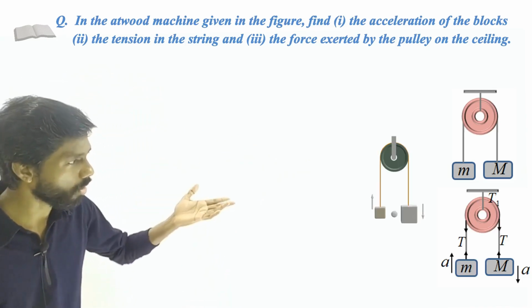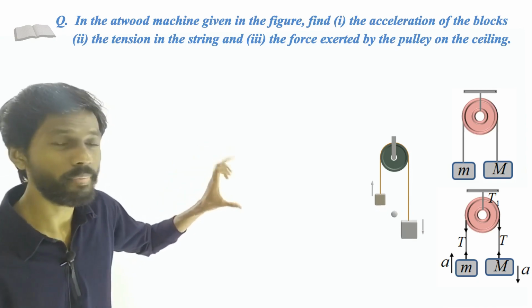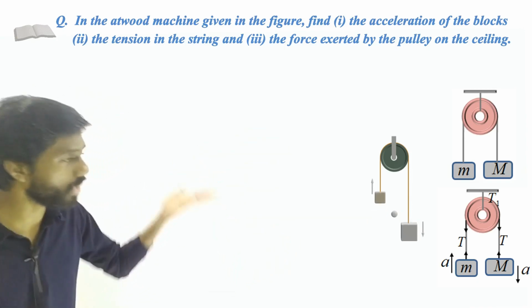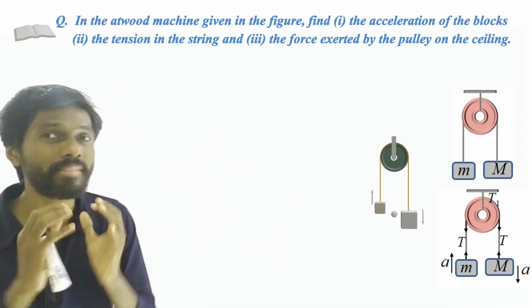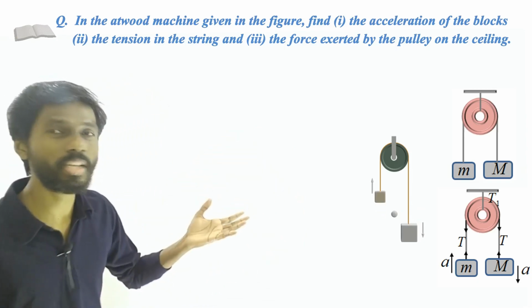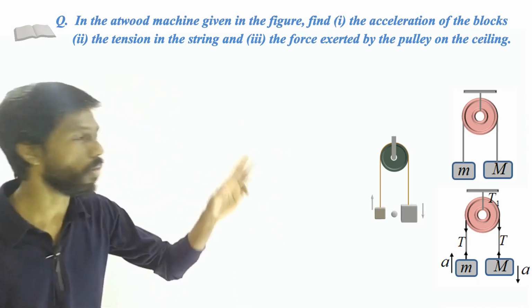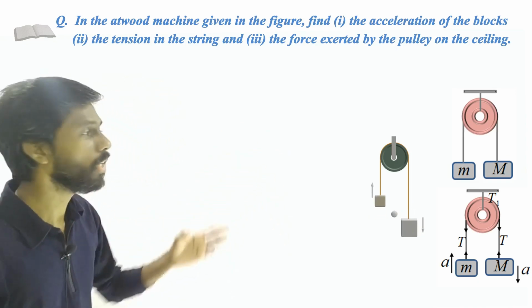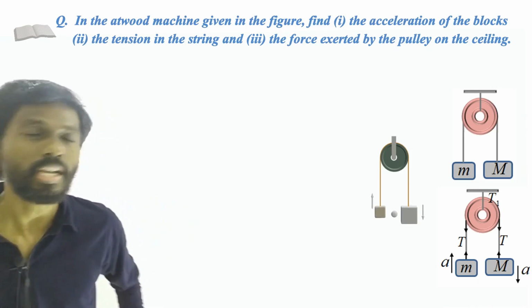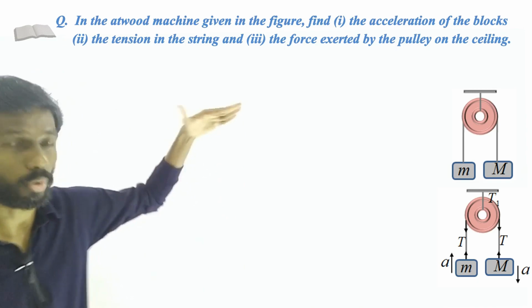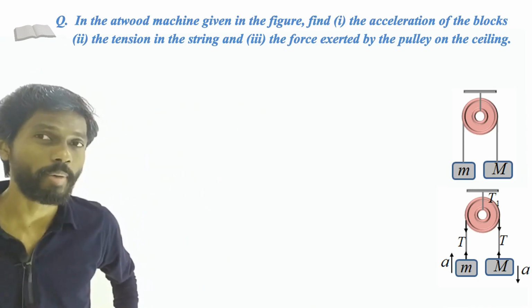Now when this block moves up by a distance of x units, that block goes down by the same distance. That means the acceleration of this block and the acceleration of that block have the same value. Maybe the directions are different, one is moving upwards, the other downwards, but the accelerations of these two blocks have the same magnitude, okay? So that acceleration is what we need to find. We have to find the tension and also the force acting on the roof, okay? Now let us find them one by one, okay?